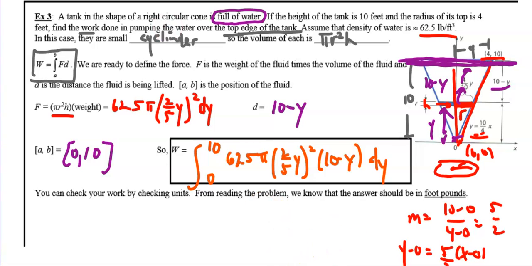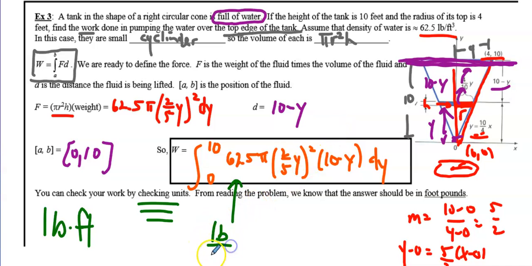Now, one thing that I want to suggest to you guys is to look at your units. You want your units to be pounds feet. So this is the easy way to do this. This is going to be pounds per feet cubed. Our radius is going to be in feet, right? And we have a square of them, so we're going to multiply by feet squared.